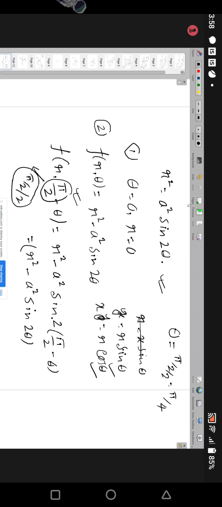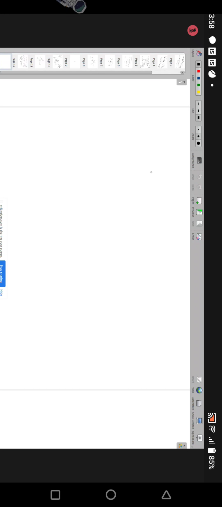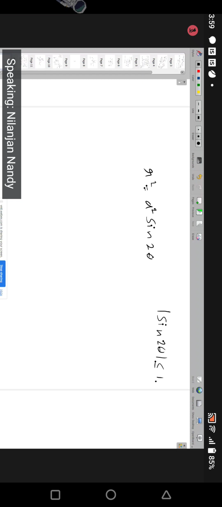Again I am making it clear. You have this curve, this sine 2 theta. Whatever value you are taking, there cannot exist any asymptote because r will always be a finite value.